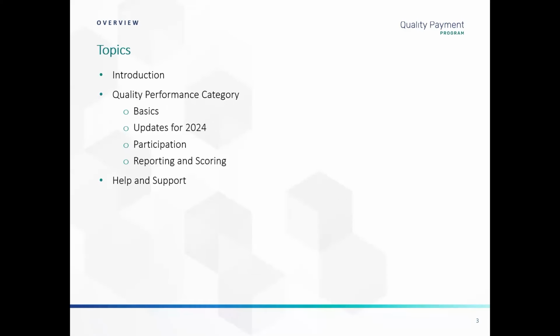Today's topics will include an introduction, an overview of the quality performance category, which will include the basics for the quality performance category, updates in 2024, participation in MIPS, and also reporting and scoring. And then the last item I'm going to discuss relates to the help and support resources that are available. Next slide, please.